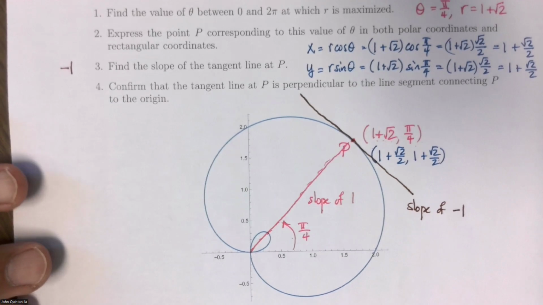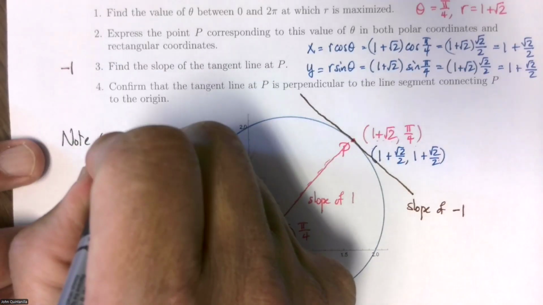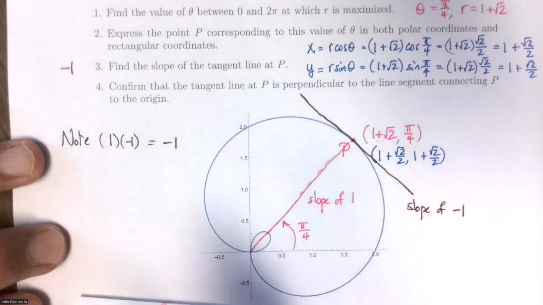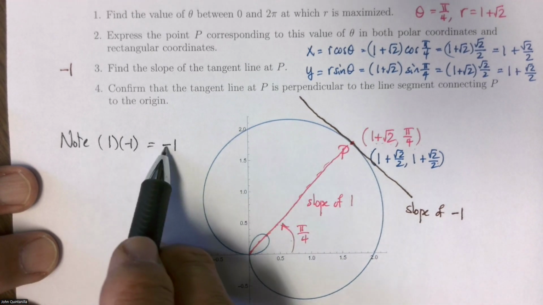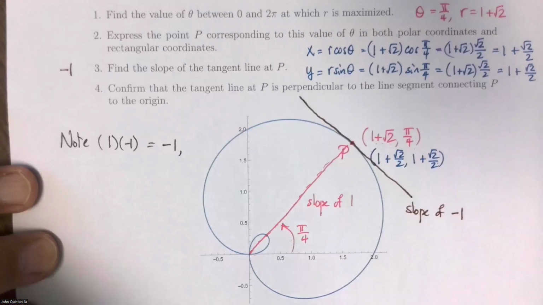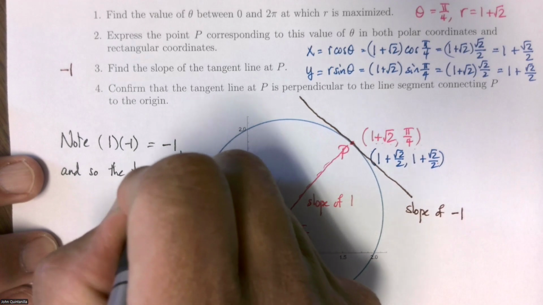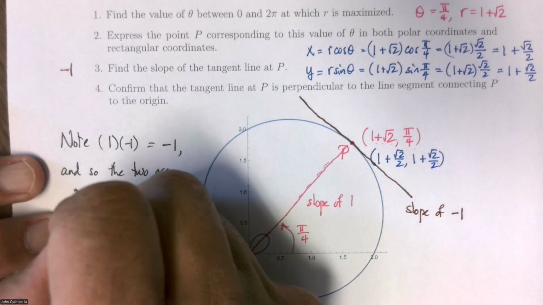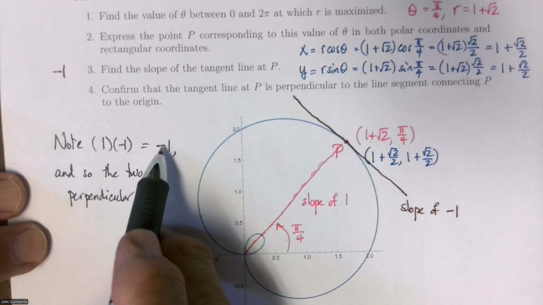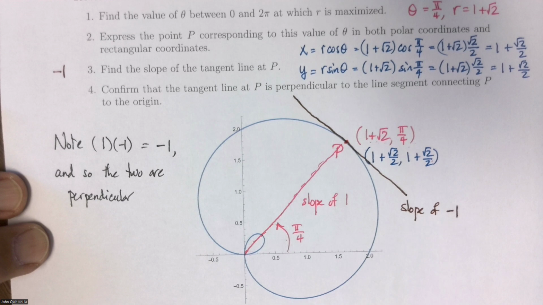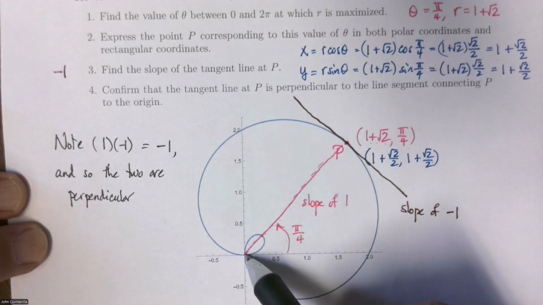And so if I multiply those together, note that 1 times -1 is equal to -1. And that's one of our properties from geometry. If I have two lines, and if I multiply their slopes and their product is -1, that confirms the two are perpendicular. If the slope of the first line times the slope of the second line is equal to -1, then the two lines are perpendicular. And so that confirms that the tangent line here is perpendicular to this line segment.